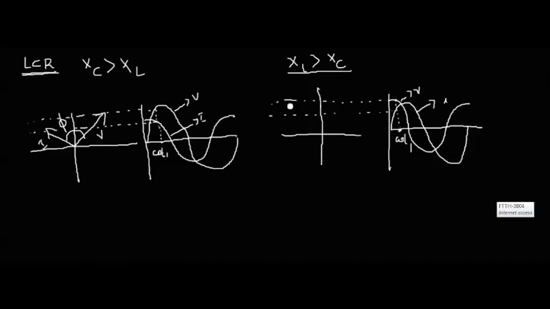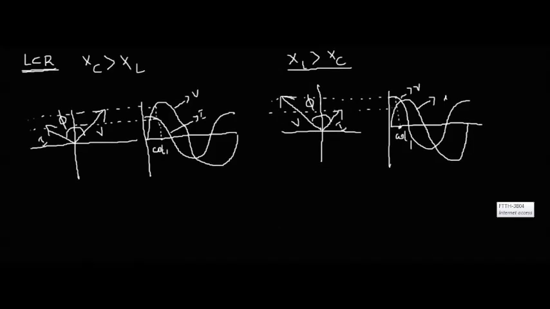This is the voltage, which is leading, and this is the current, which is lagging. So this is current, this is voltage, and between them we have a particular angle phi. So we drew the phasor diagram with the conditions Xc greater than XL and XL greater than Xc.